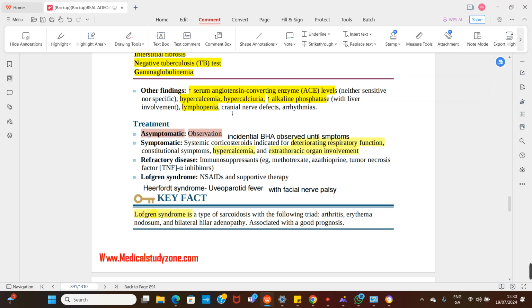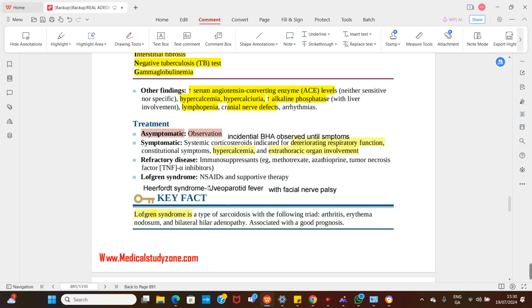It can cause cranial nerve defect, particularly facial nerve palsy. There's something you call Heerfordt syndrome, which is uveoparotid fever with facial nerve palsy. So once you see a patient having uveitis, having parotid gland swelling, having fever with facial nerve palsy, that is also in keeping with sarcoidosis. That is not mumps. Don't go and pick mumps. So that is sarcoidosis causing the Heerfordt syndrome.